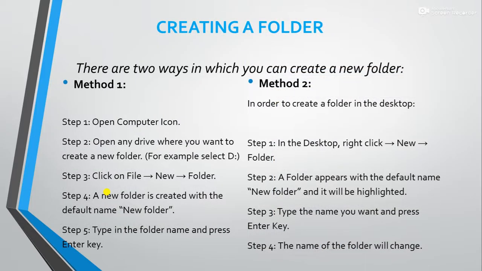There are two ways in which we can create a new folder for saving our files. First method is open the computer icon. Open any drive that we want to save the file, and then click on File, New Folder. A new folder is created with the default name New Folder, and by typing in the folder name we can press Enter key. The second method is use right click, New Folder. New folder will appear, in which we can type the name and press Enter key.